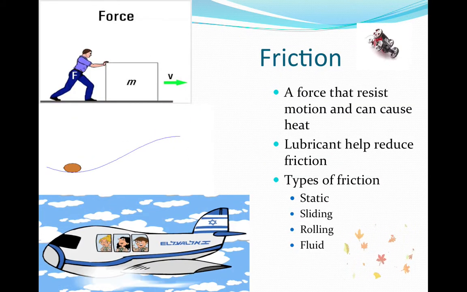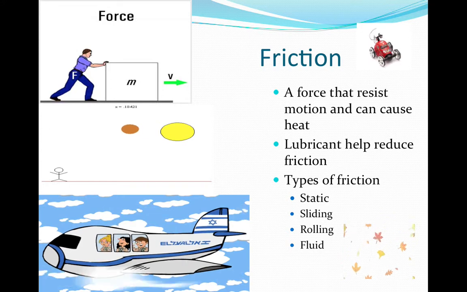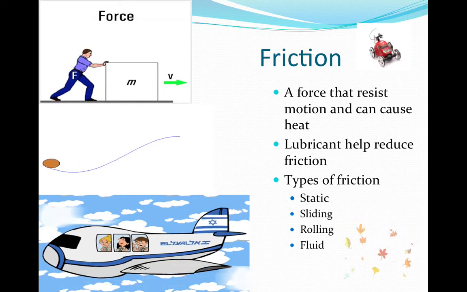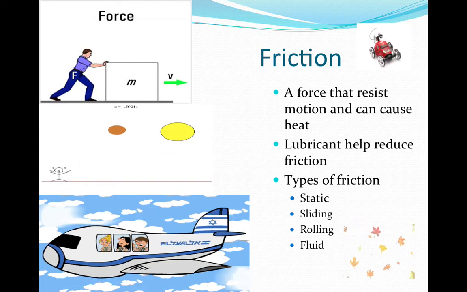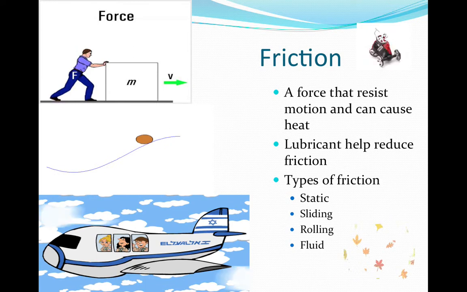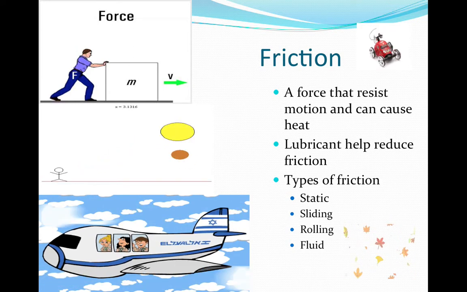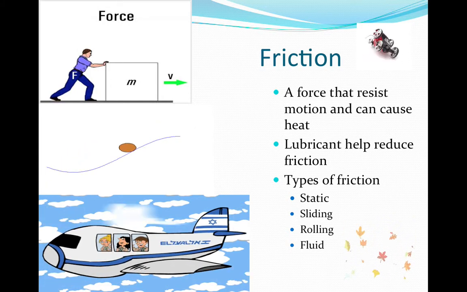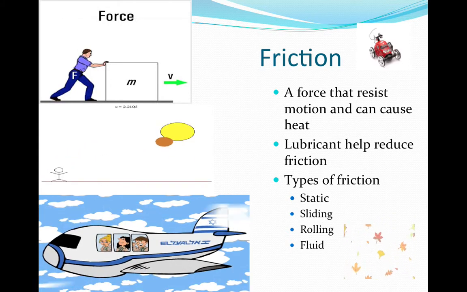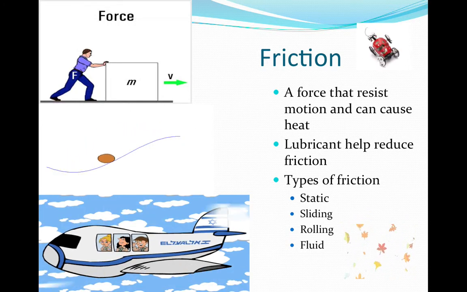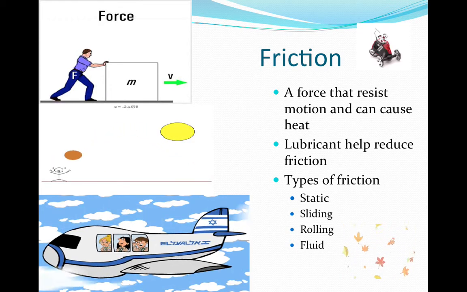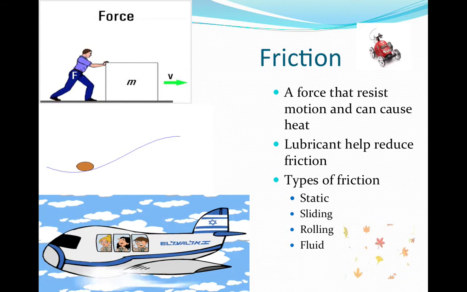Alright, now friction. Friction is a force that resists motion and can cause heat. For instance, the pistons that are working in your car to make the engine work can overheat. So in order to reduce the amount of heat, or to allow an object to move a lot easier, lubricants like oils can be added that reduce it. Now, there are four types of friction, and we're going to look at them more in depth. They are static, sliding, rolling, and fluid.